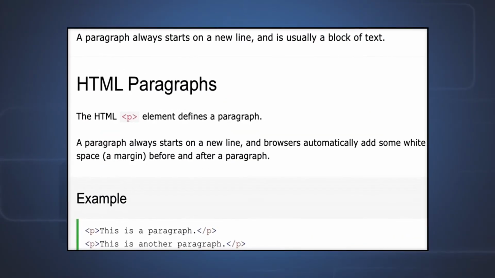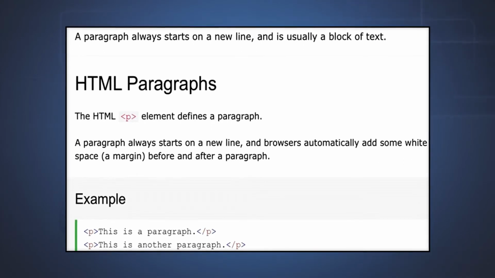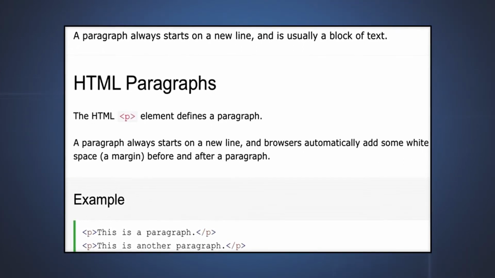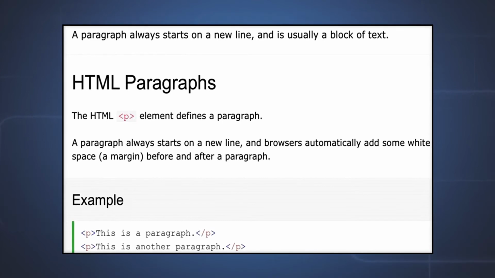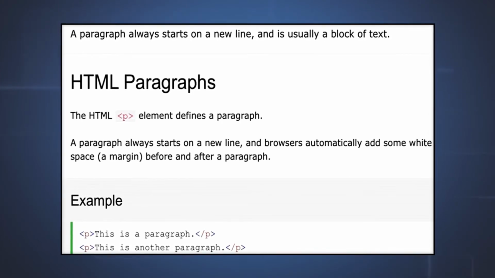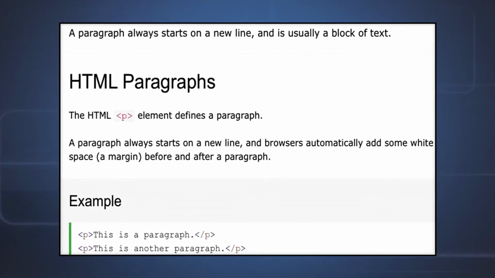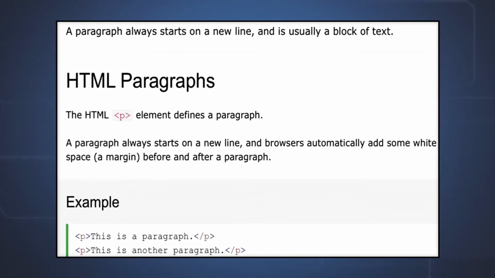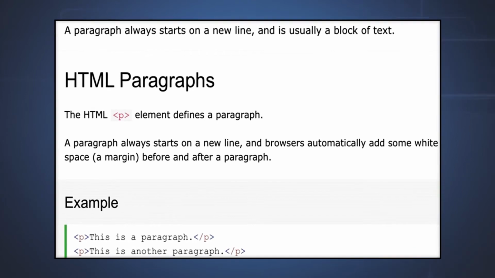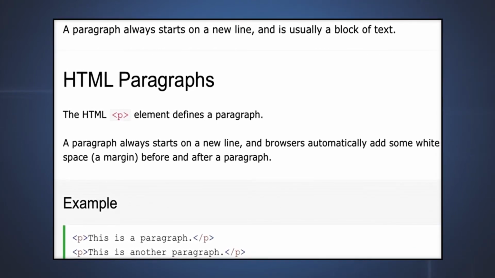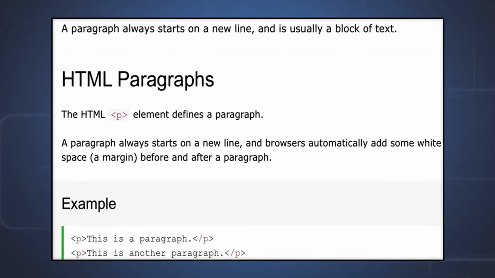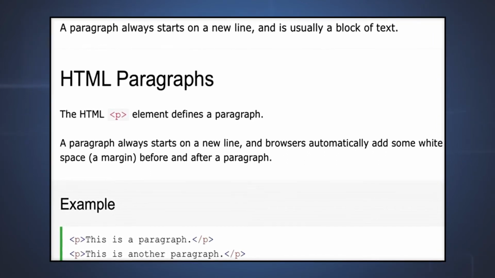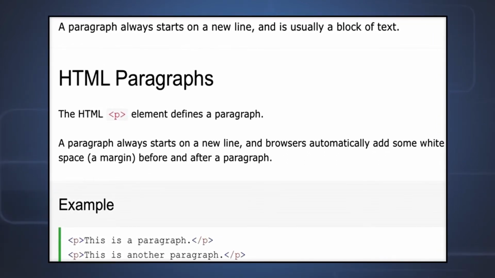A paragraph always starts on a new line and is usually a block of text. So the HTML paragraphs are no exception, and they are also rendered in the same way. The P element defines a paragraph. A paragraph always starts on a new line, and browsers automatically add some white space or a margin before and after the paragraph. P has an ending tag also.